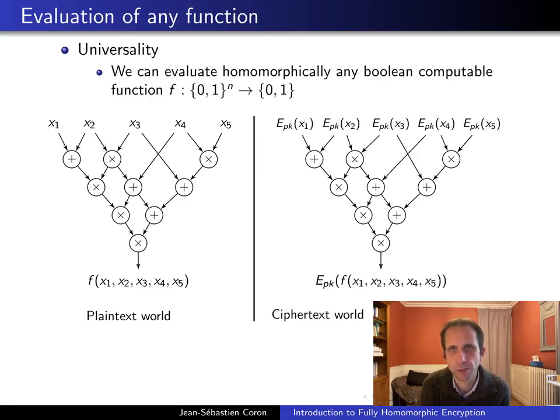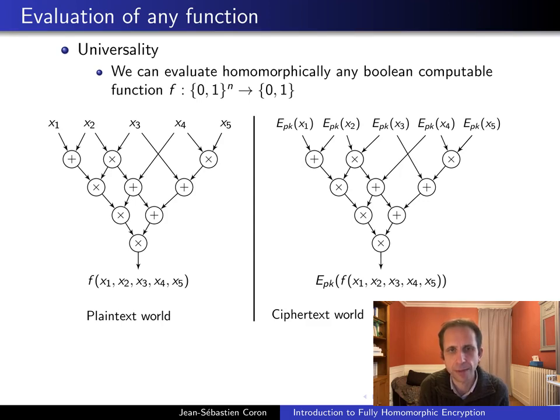So why is it important to have these two operations? Because of universality. We know that in that case we can evaluate any Boolean circuit, because any Boolean circuit can be written with XORs and ANDs. So we can basically homomorphically evaluate any Boolean computable function from n bits to 1 bit. For simplicity, we can restrict ourselves to 1 bit, but of course by concatenating such functions, we can compute any number of output bits.